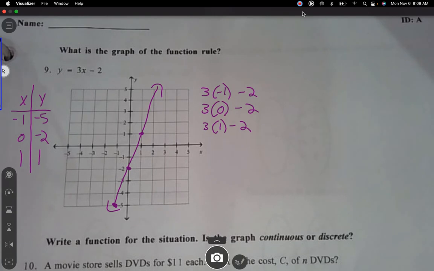The other way is to use your calculator. Do I need to show the calculator way? No. Okay, everybody's good with this. If you use your calculator, you just have to remember to go to your table, and your table would give you these ordered pairs. So you don't have to do any math.